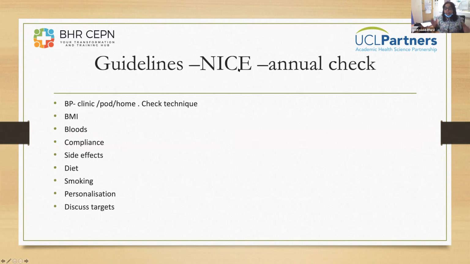Again, this is guidelines. This is what NICE tells you. When the patient comes to you, every year you check the blood pressure, whether you do it at a clinic, at the pod at the surgery, or at home, and you check technique, which is where the video comes in. You do a BMI, because again, this is looking at cardiovascular risk factors. Obesity will increase that. You do the blood test, and I mentioned which blood tests. You check compliance, you check the side effects, you revisit the diet, smoking, personalization.